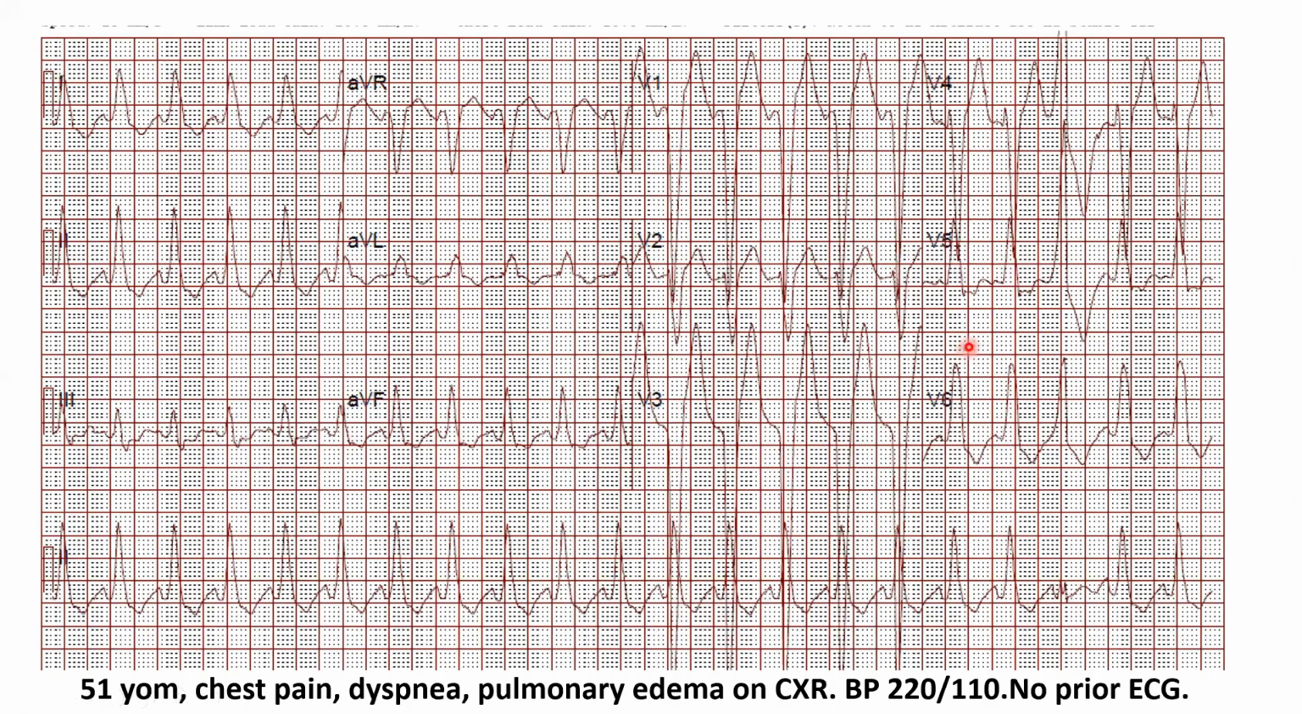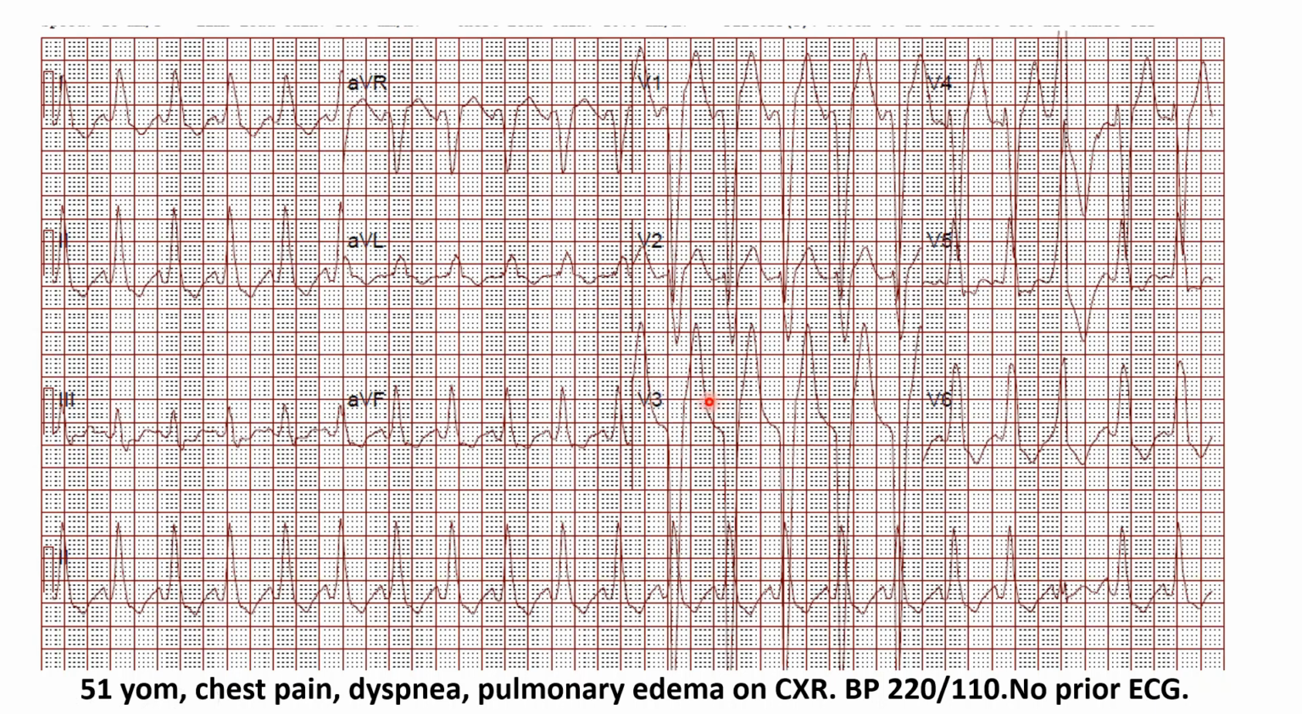This is another case, moving to another topic. This is a 51-year-old man who presents with chest pain, dyspnea, and pulmonary edema on chest X-ray. His blood pressure is 220/110. He has no prior EKG. What's the diagnosis here? Is this a STEMI?